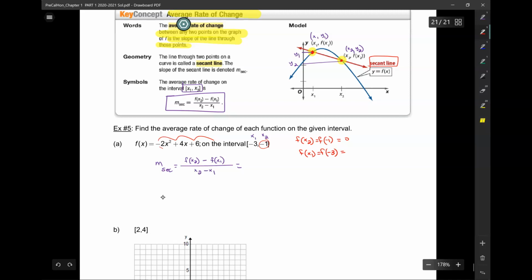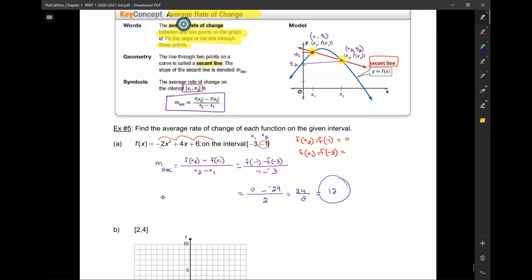Okay? All right, so let me show you how we write it here in one step. So here we have f of x2 minus f of x1, and I say, okay, this is f of negative 1 minus f of negative 3 over negative 1 minus negative 3. That equals f of negative 1 is 0 minus f of negative 3 is negative 24 divided by 2. That's equal to 24 over 2, which is equal to 12. That's the average rate of change of that function.